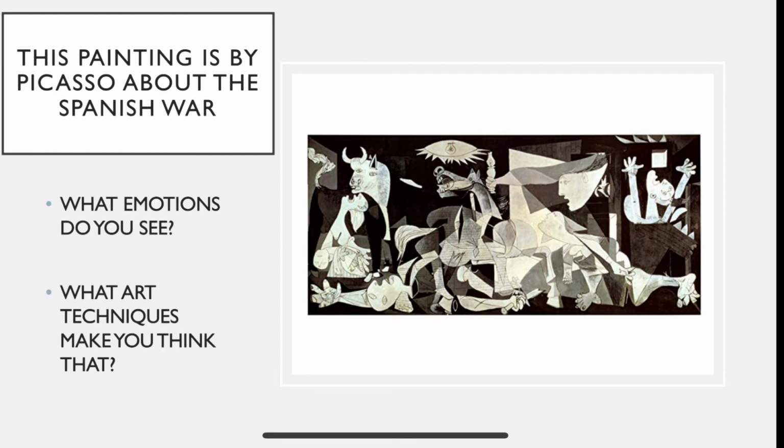So I just told you the first question. What emotions do you see? And the second question is, what art techniques make you think that? So what did Picasso use in his painting to make you feel the way that you're feeling about these people?